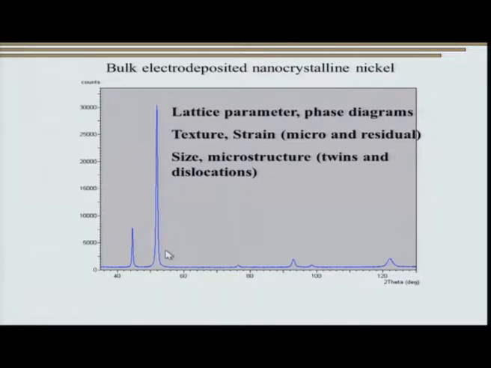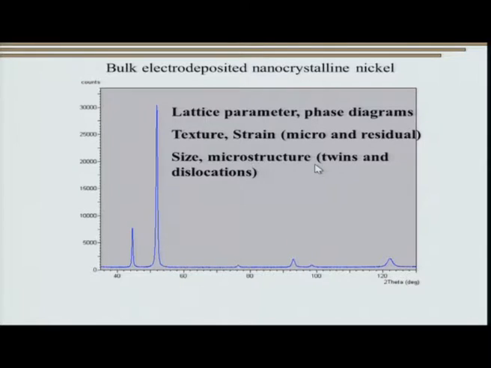Another important point to be mentioned is that the exact lattice parameter of the nanocrystalline nickel obtained from this diffractogram is slightly different from the one that was expected in the stick pattern. In addition, we see that the intensity ratio is also different. All these indicate the presence of texture, strain, as well as broadening due to size and microstructure.